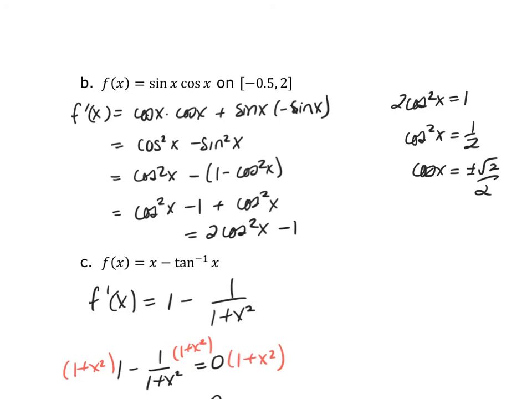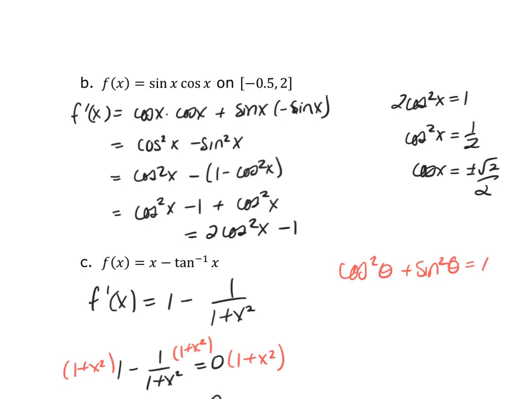The Pythagorean identity again is this. What I used to do that replacement is cosine squared theta plus sine squared theta is equal to 1. I just solved for sine squared. And so I end up with 2 cosine squared x minus 1. I set that equal to 0, which means I move 1 to the other side and divide by 2. And I take the square root of it, so I get cosine x is equal to plus and minus the square root of 2 over 2.